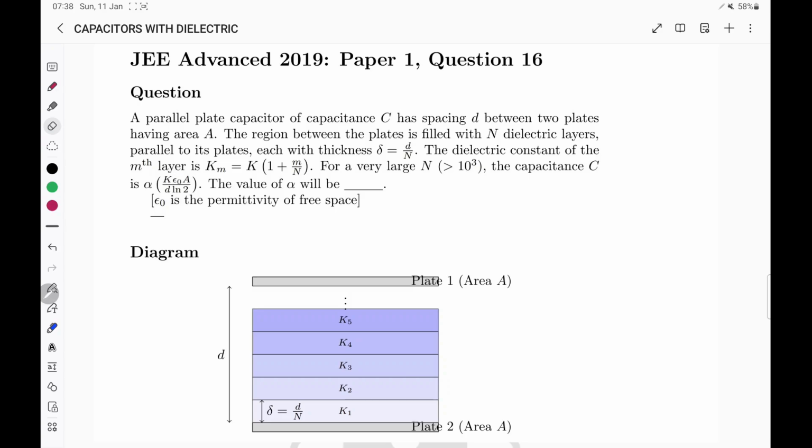Today we are solving a PYQ of JEE Advanced 2019 paper 1. This is a question on parallel plate capacitors with dielectric between the plates. Let us read the question quickly.